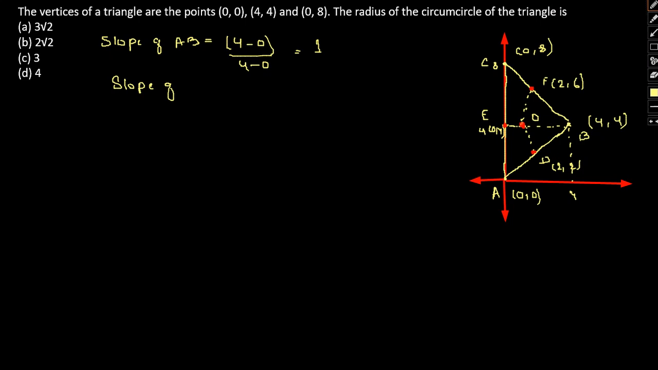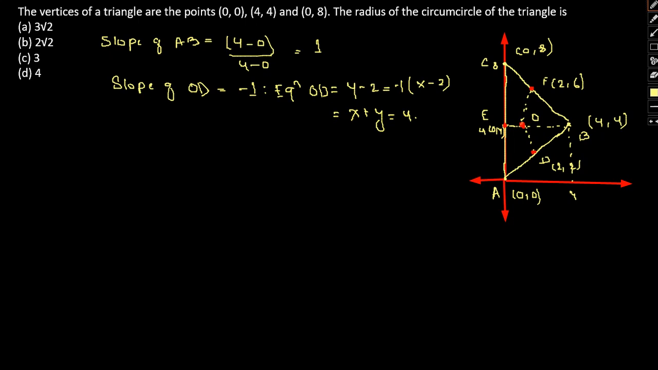So the slope of OD, since OD is perpendicular to AB, will simply be minus 1. And the equation of OD would simply be y minus 2 equal to minus 1 times (x minus 2). So that is x plus y equal to 4. That is the equation of OD.